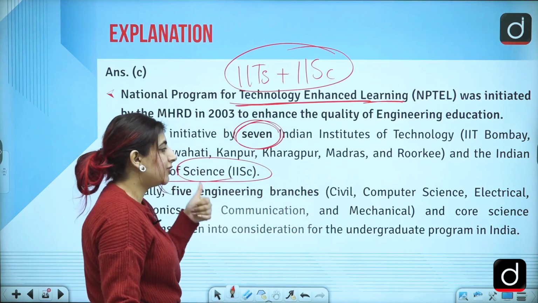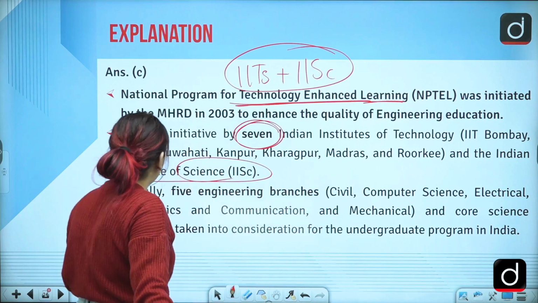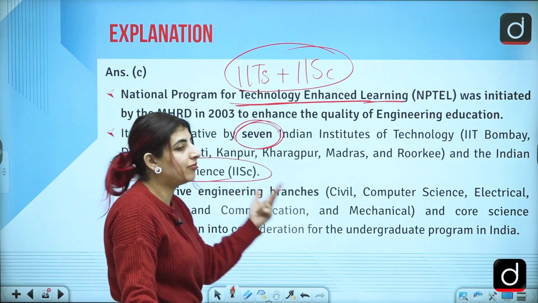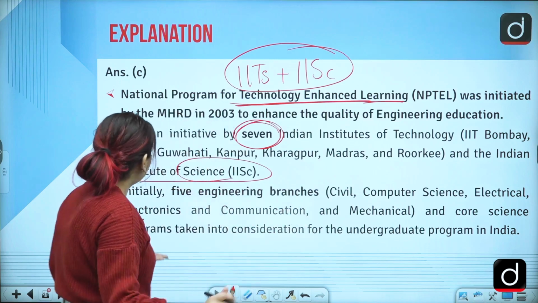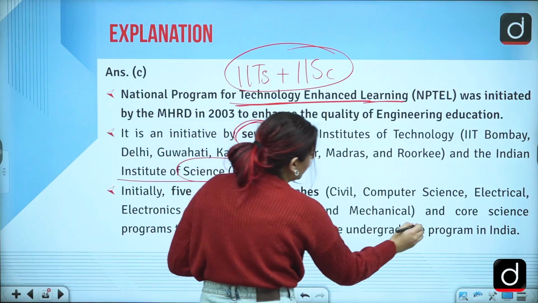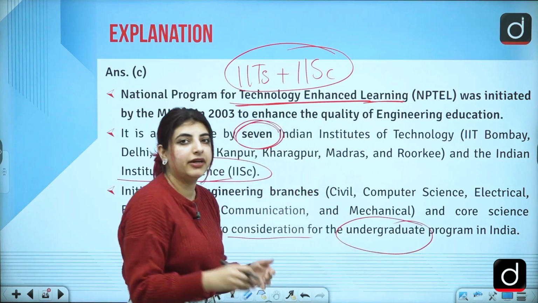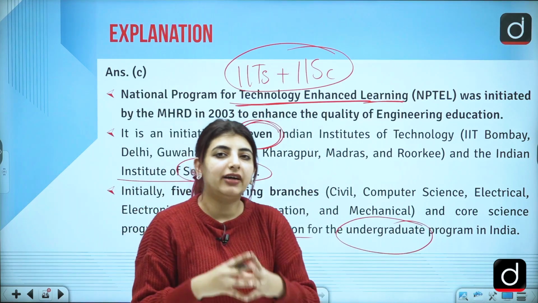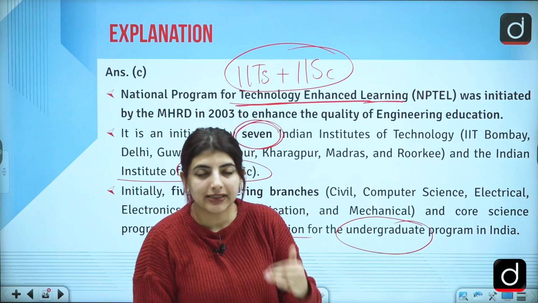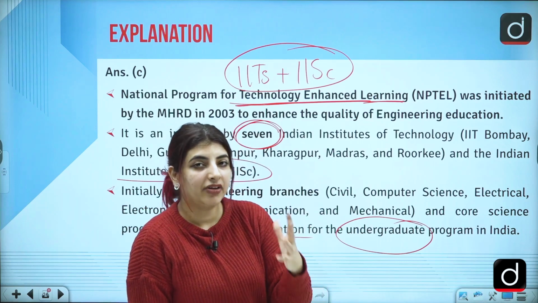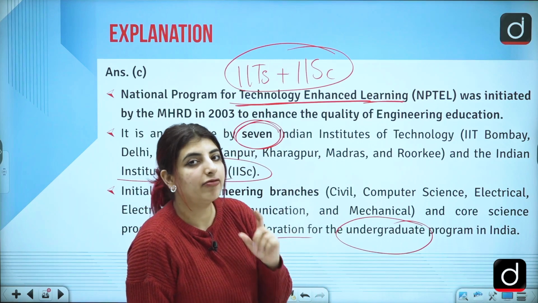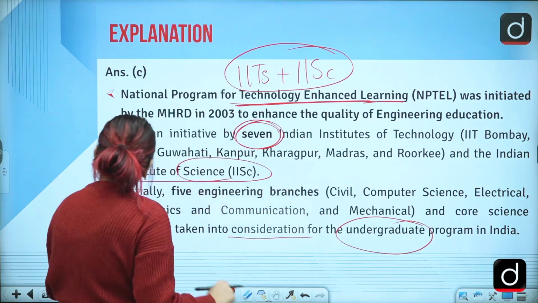Five engineering branches were there: civil, computer science, electrical, electronics and communication, mechanical engineering, and core science programs were taken into consideration for the undergraduate program in India. So there were several fields which were further subdivided, if we talk about the engineering fields, and these were being taken care of by NPTEL, correct?